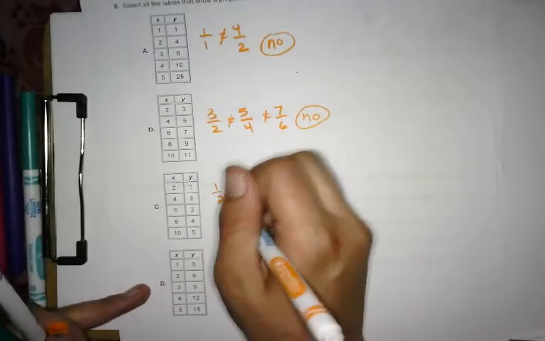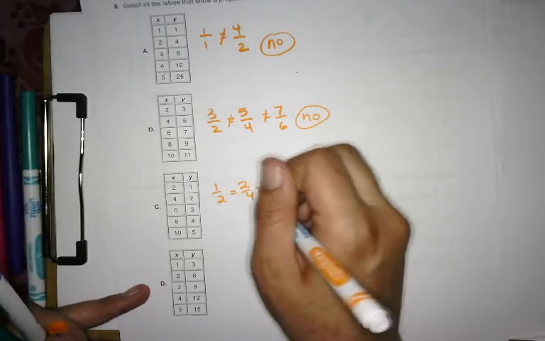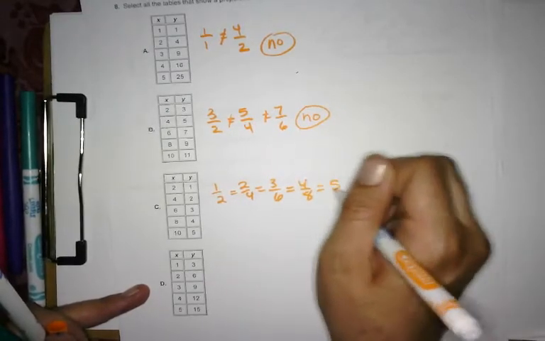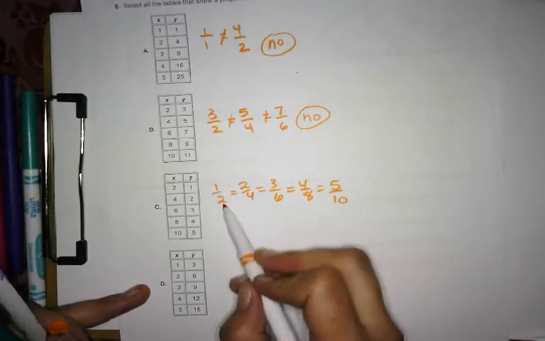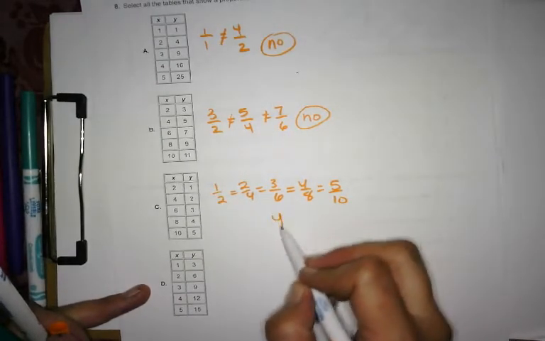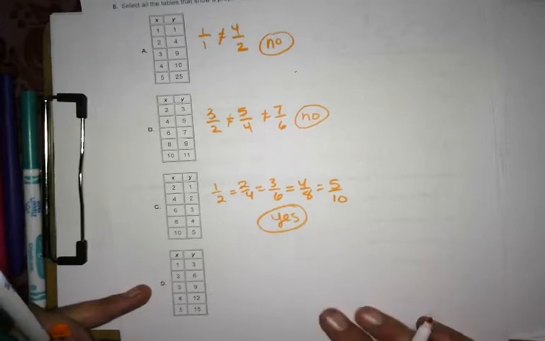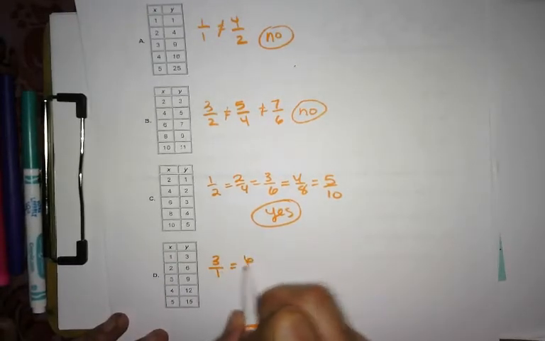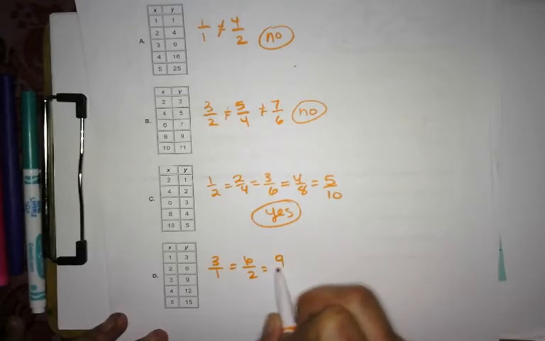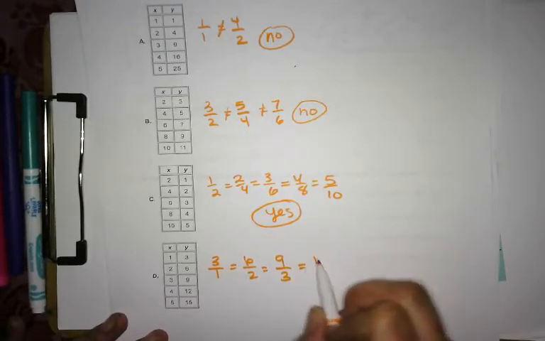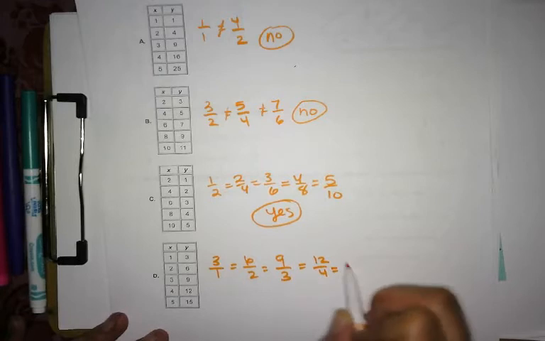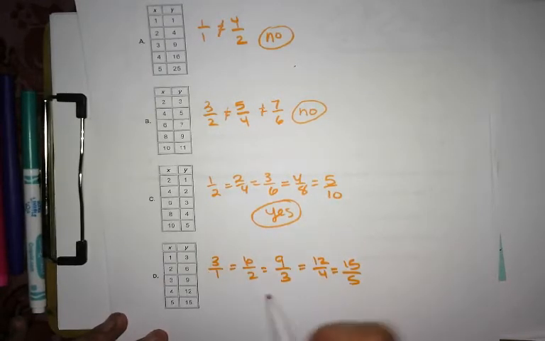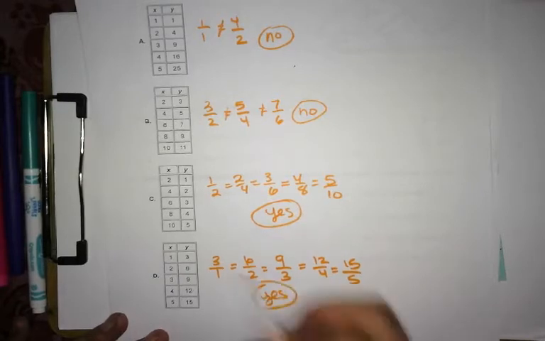Alright, 1 over 2, 2 over 4, 3 over 6, 4 over 8, and 5 over 10. All of these reduce down to 1/2, right? So this one's a yes. So they are all proportionate. And then 3 over 1, 6 over 2, 9 over 3, 12 over 4, 15 over 5. So this also reduces down to 3, right? So this is also a yes.